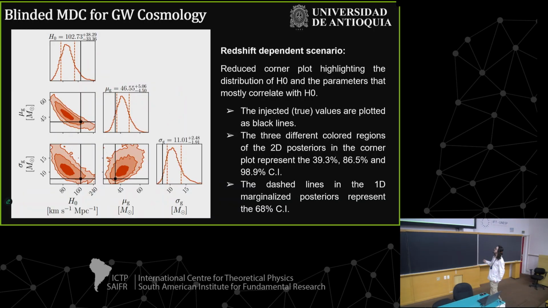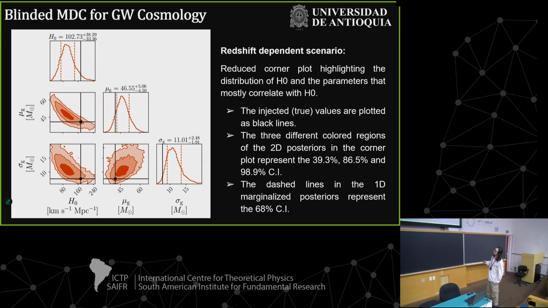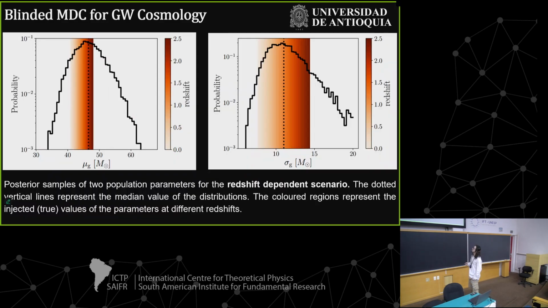Then for the redshift-dependent scenario, we have these results. As you can see, this is the injected value for the Hubble constant, it's more than 100. And even if there is some redshift evolution in this case, you can still see that the constraints on the cosmological parameters, especially H naught, are still within the confidence regions of the parameter space. So that's another of the main points here.